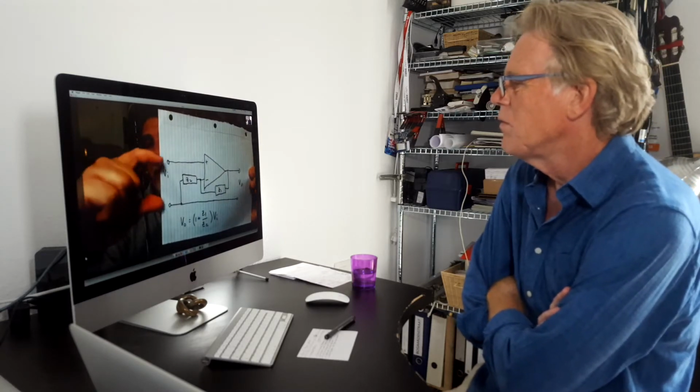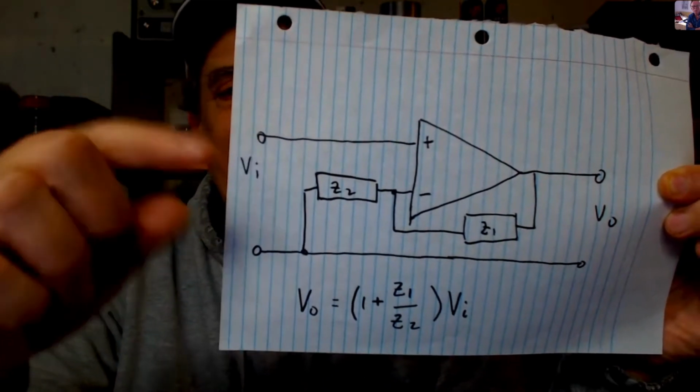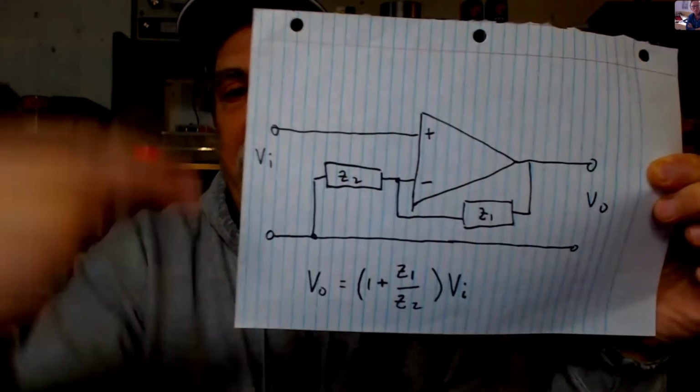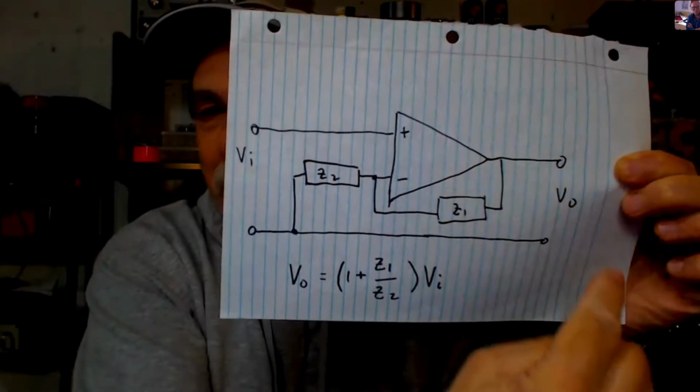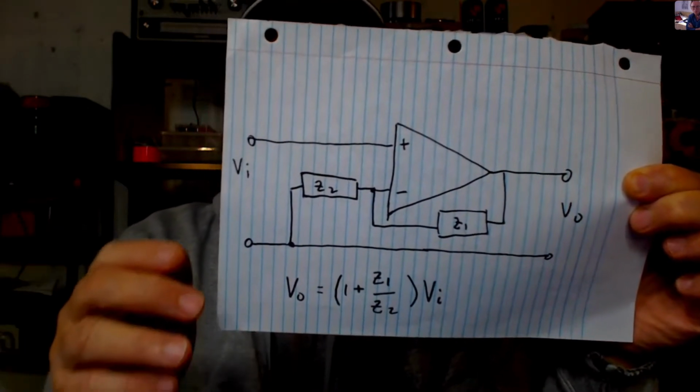But a basic amplifier circuit made from an op-amp is called a non-inverting amplifier. Here's your input, and there's a difference between the hot and the ground. By non-inverting, it means that if the input goes up, the output goes up. The input goes down, the output goes down. So it follows each other. It does not invert the signal.